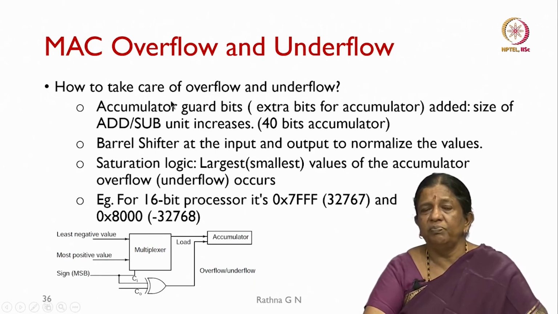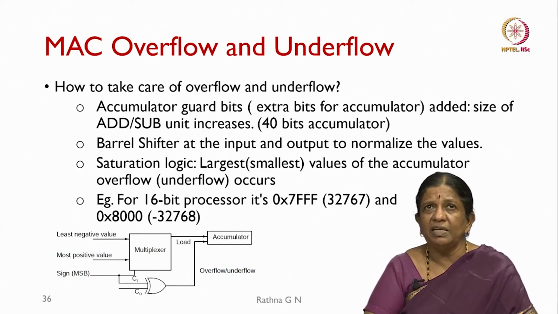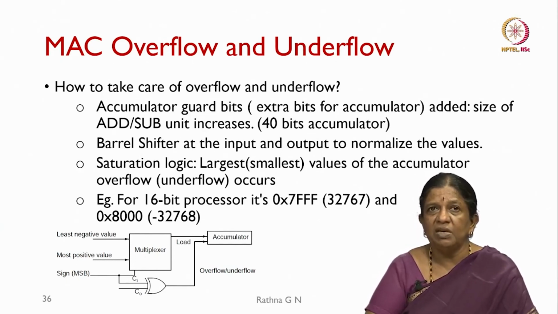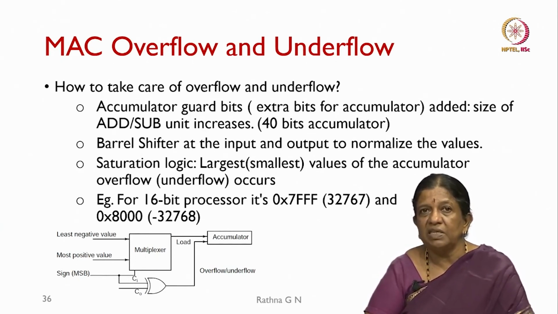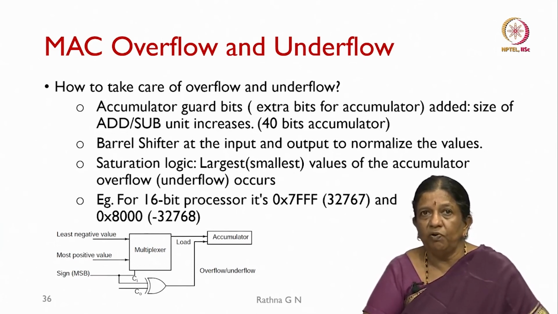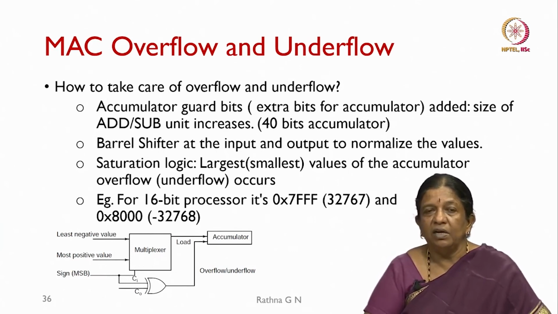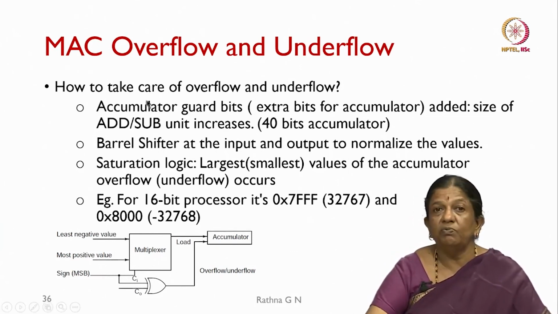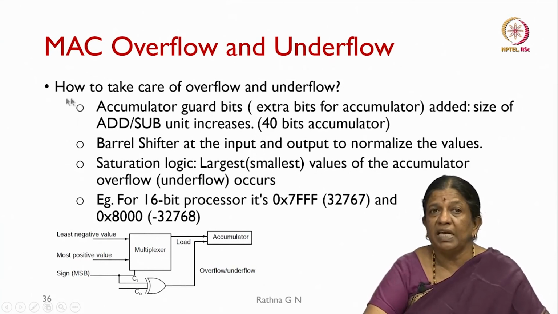Coming to the scaling we said we need, we have taken care of it in the multiplication by considering only fractional numbers, so that the result of the multiplier is not going to overflow. But we have a constraint in the adder. So, how can overflow and underflow be taken care of in the MAC operations? Our addition or subtraction can cause overflow or underflow.